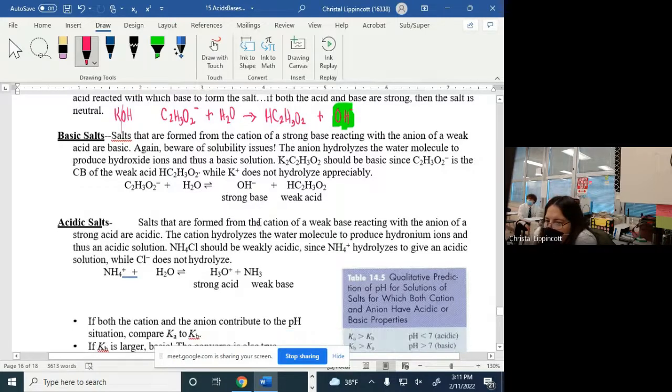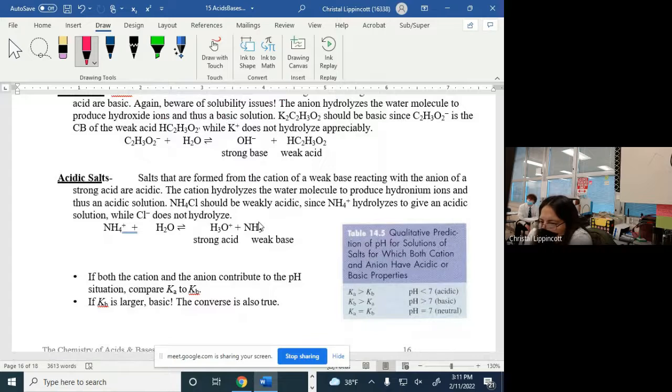So down here, you can also have acidic salts. For acidic salts, they're going to donate one of these H's over to the water. And remember, this is H plus. That is what we measure. The hydrogen ion concentration is how we measure if something's acidic or not. So strong acid, this is your weak base.